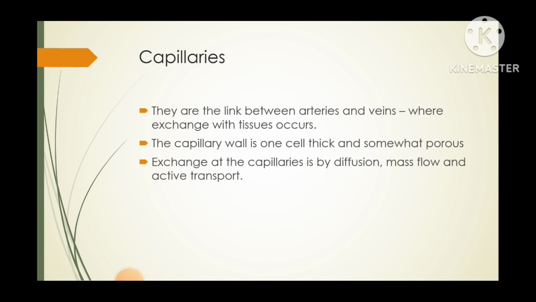Now capillaries. Capillaries are the link between arteries and veins. They are the place where the exchange with tissues occurs. The capillary wall is one cell thick and somewhat porous, so that there will be easy exchange of nutrients. Also, exchange at capillaries is by diffusion, mass flow, and active transport.